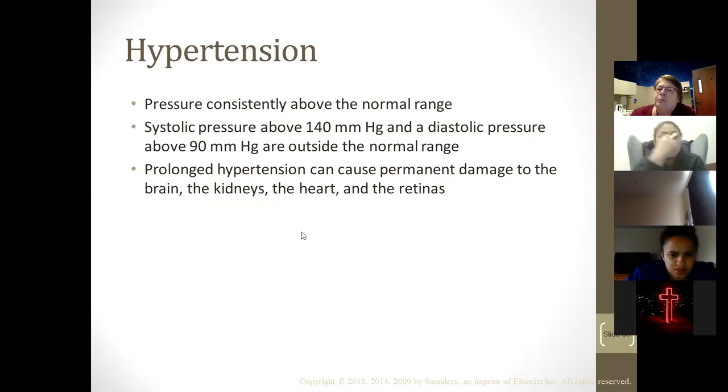So hypertension is pressure consistently above the normal range. Okay, so usually above 140 and above 90. And we want to worry about prolonged hypertension because it can cause permanent damage to your brain, your kidney, your heart, and your retinas.